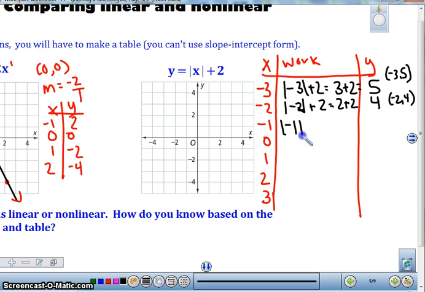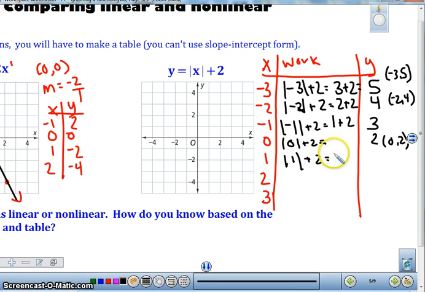-1: the absolute value of -1 plus 2 is 1, plus 2 gives us 3. We love doing 0. The absolute value of 0 is simply 0, plus 2, so we have the ordered pair (0, 2). Now when you plug in 1, a lot of students often get confused. The absolute value of 1 is simply how far 1 is from 0, so that is 1 plus 2, which gives us 3. The absolute value of 2 plus 2 gives us 2 plus 2, which is 4.